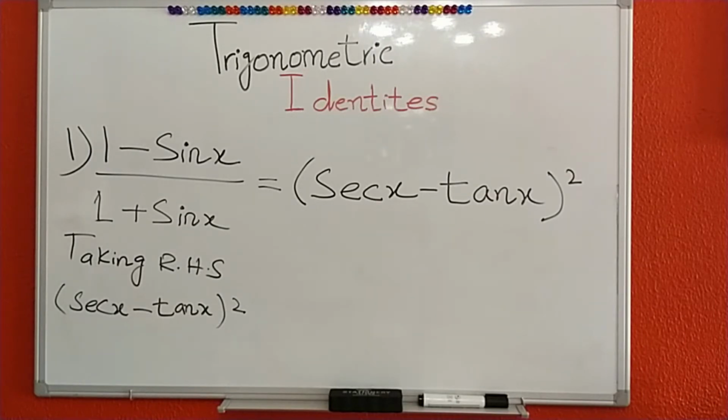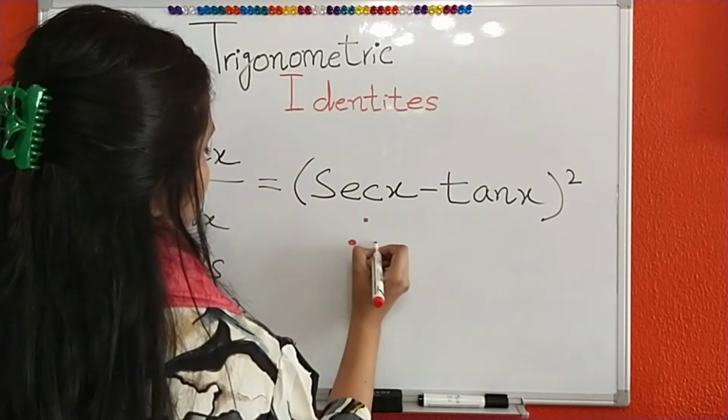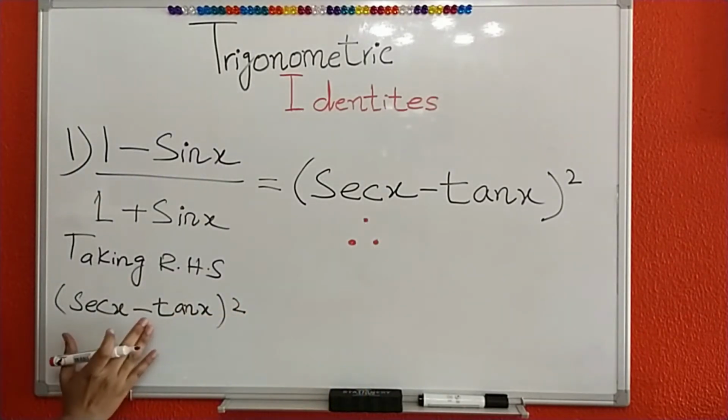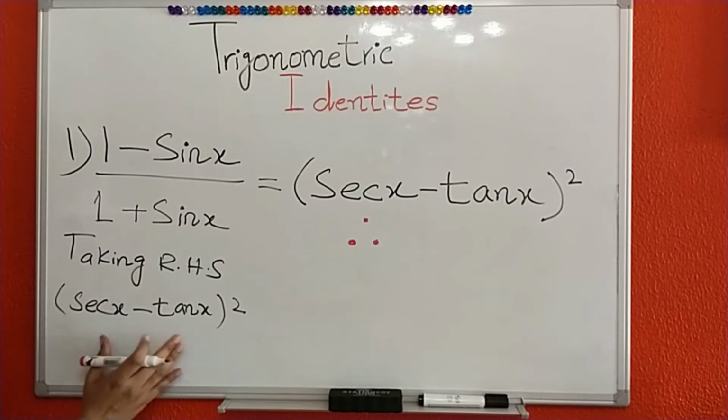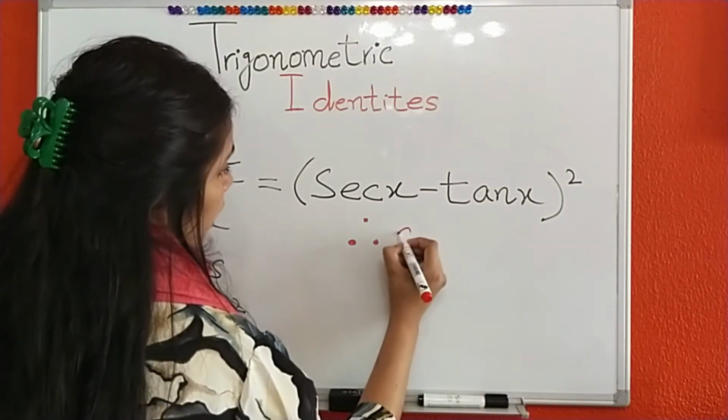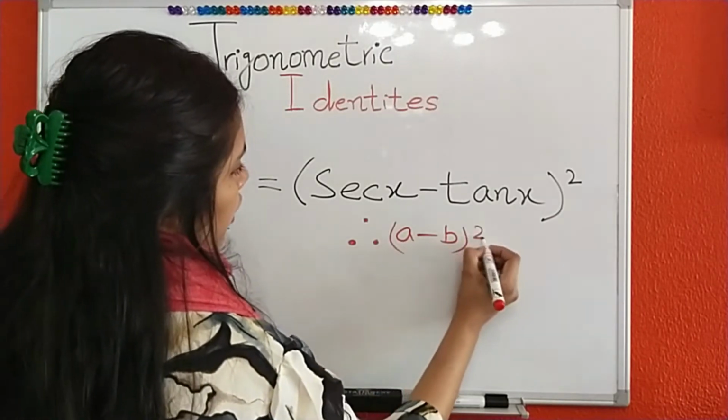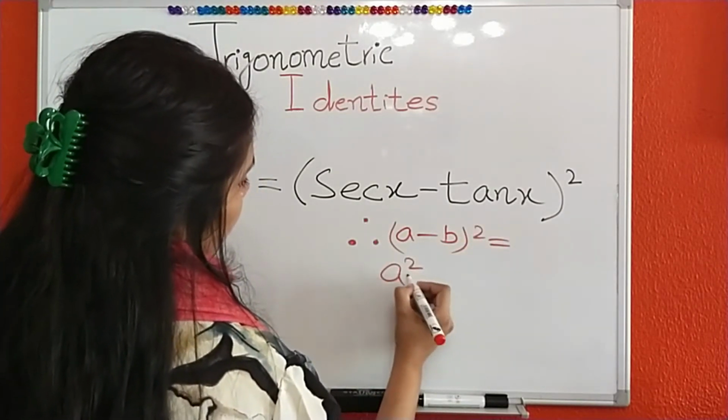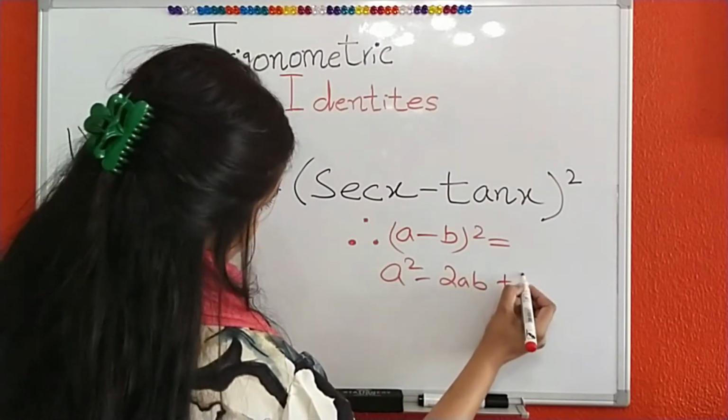Now, which identity or formula should I use here? I am not using any identity right now, but I will use it in further steps. I'm just using an algebraic formula here. As it has a whole square and a minus sign in between the two terms, (a minus b) whole square is equal to a square minus 2ab plus b square.